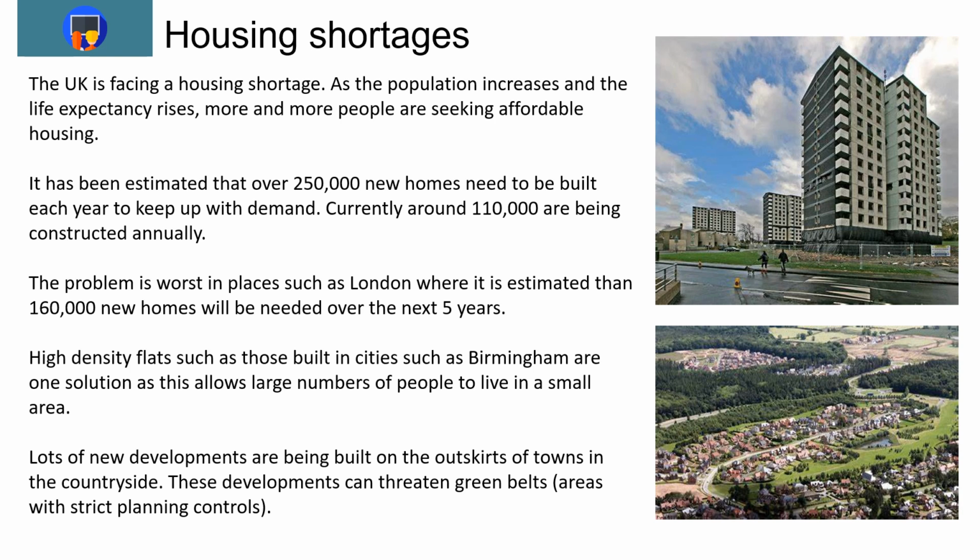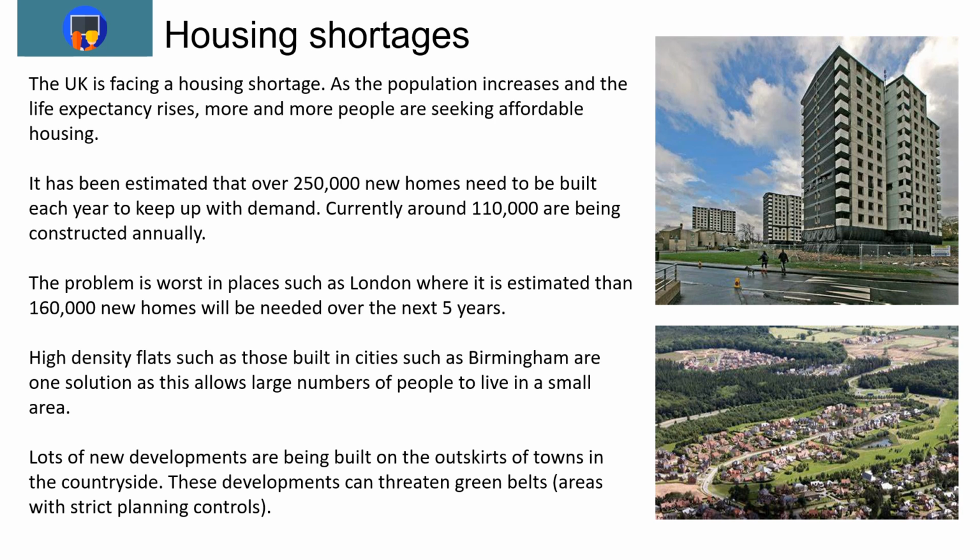So the UK is facing a housing shortage. As the population increases and the life expectancy rises, more and more people are seeking affordable housing. It has been estimated that over 250,000 new homes need to be built each year to keep up with demand. Currently, around 110,000 are being constructed annually. The problem is worse in places such as London, where it is estimated that 160 new homes will need to be added over the next 5 years.